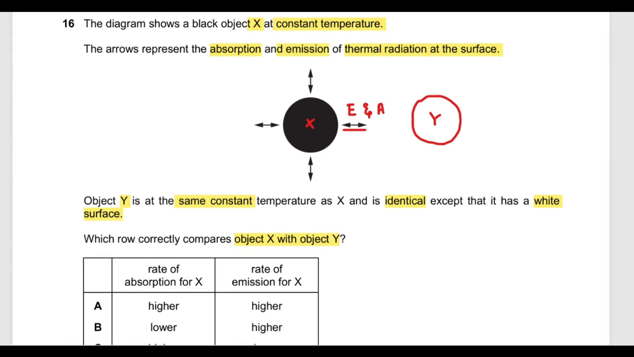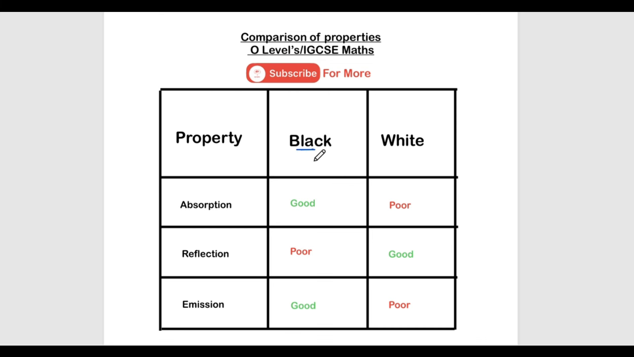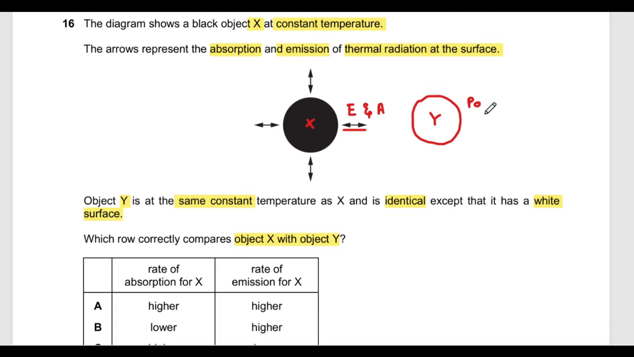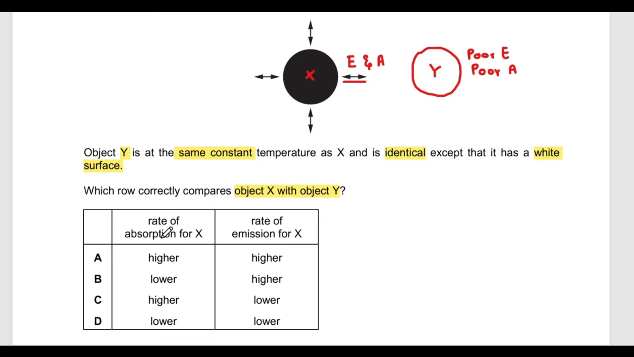If we compare the thermal radiation pattern, black is a good absorber and a good emitter of thermal radiation, but the white color is the opposite. It is a poor absorber and a poor emitter of thermal radiation. So it will absorb and emit radiation poorly. So the rate of absorption of X would be higher than Y and the rate of emission of X would also be higher. So option A.